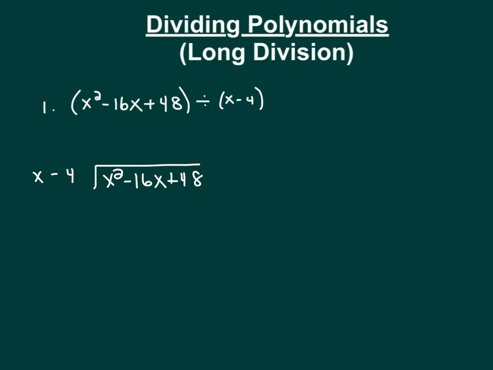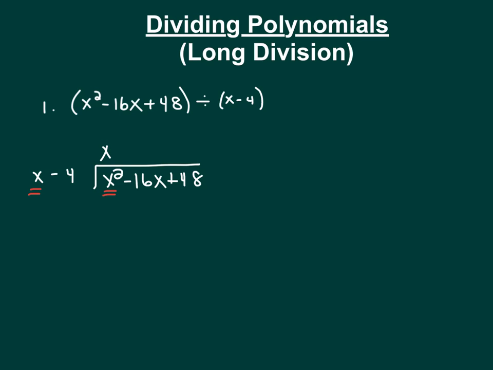Okay, so how you start this is you look at the first term of what's outside the division bar and the first term of what's underneath the division bar, and you want to say to yourself, what can I multiply this x by to get me to an x squared? Well, x times x gives me x squared, so I'm going to put that x right up here.